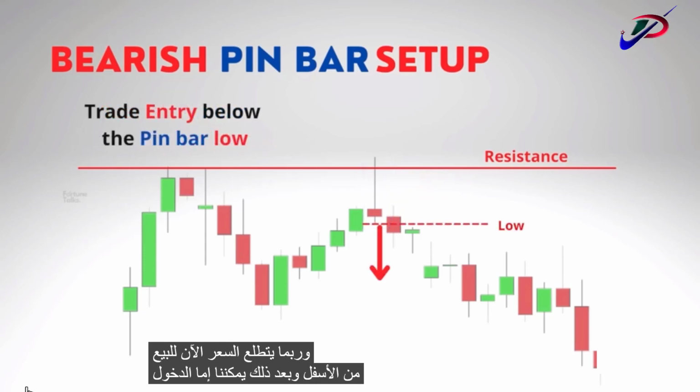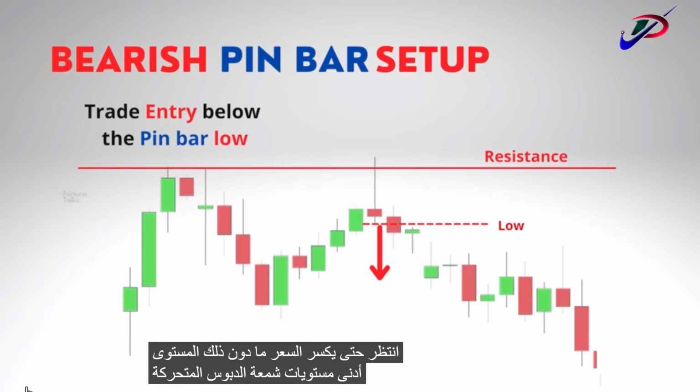And then we can either enter the trade the very next candle, or we can wait for the confirmation. That is, we can wait for the price to break below the lows of the pin bar candlestick.